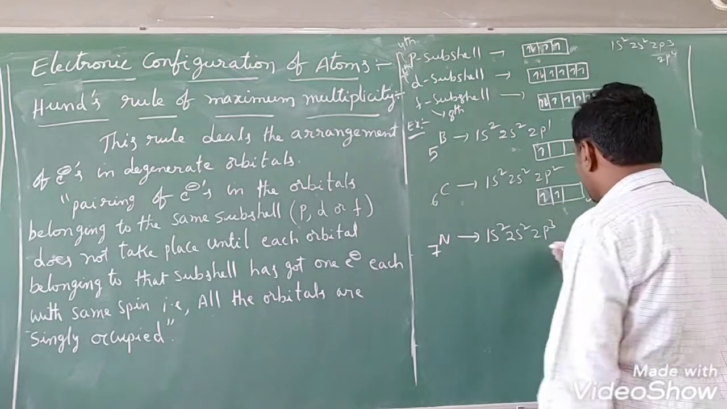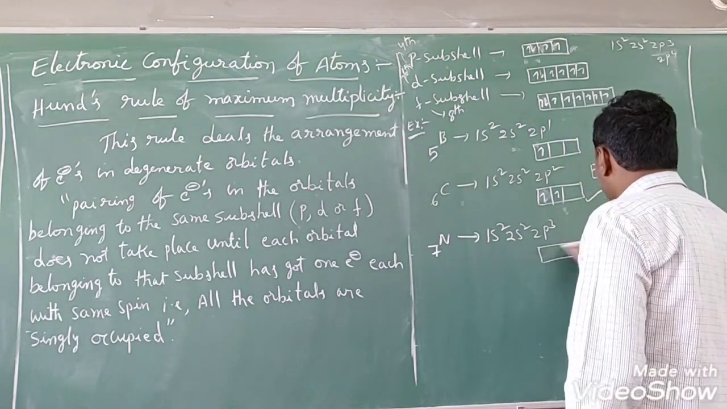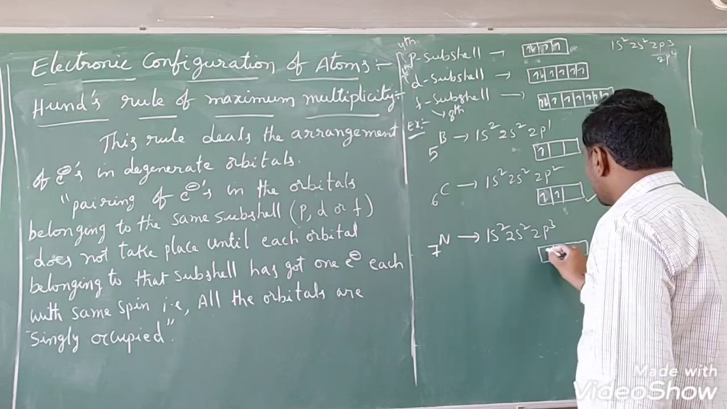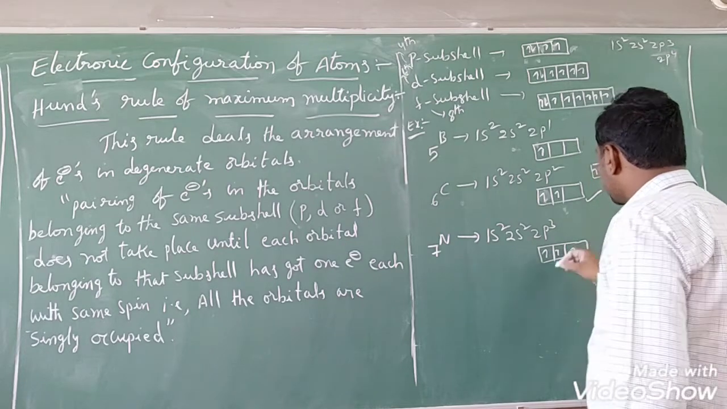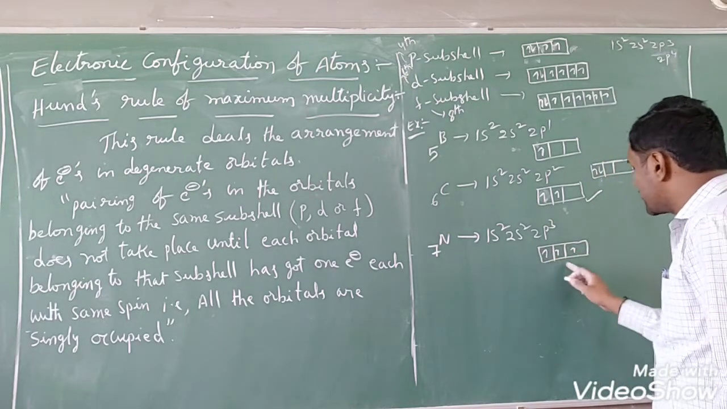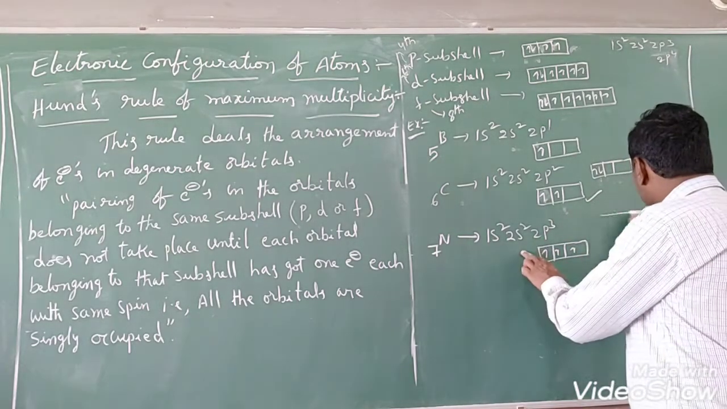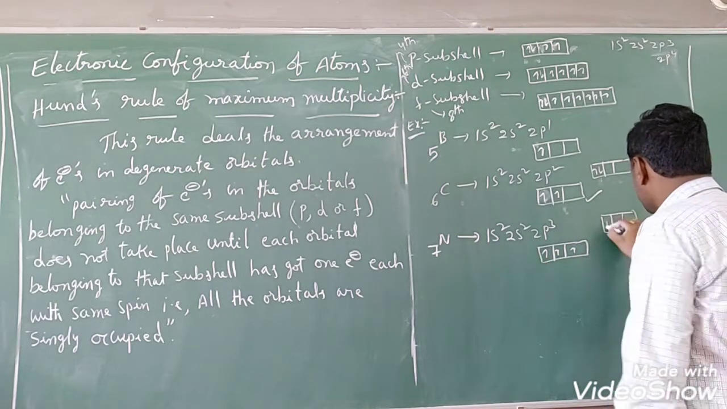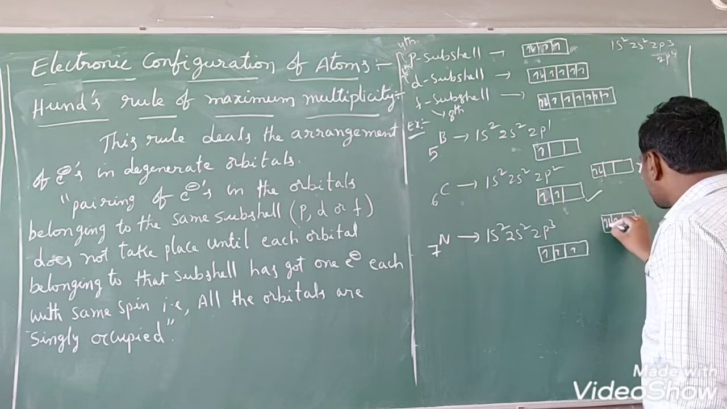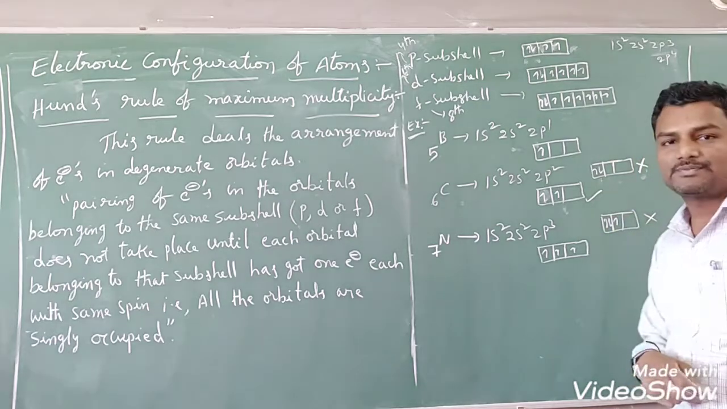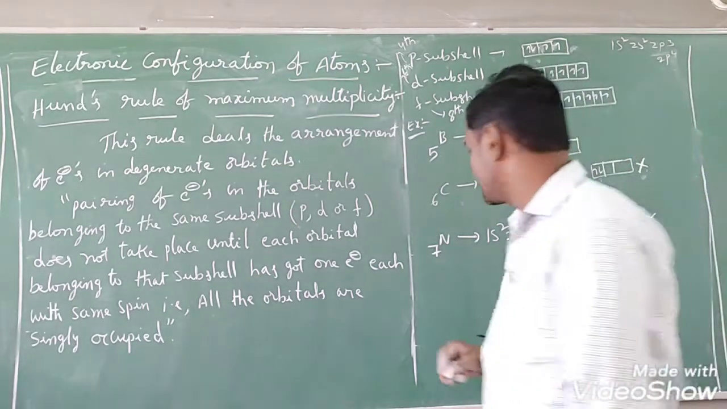Now you observe nitrogen 2p3. How do we accommodate the electrons here? So one electron here, one electron here, one electron here. So all the degenerate orbitals are filled with one electron. Next, pairing takes place, right? But you should not fill the electrons like this. You should not fill the electrons like this. This is wrong. That we have to identify, students.